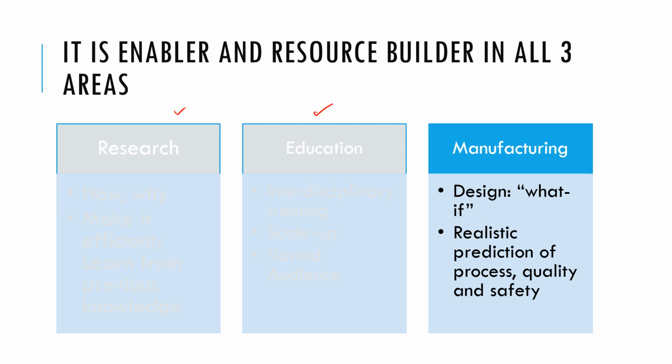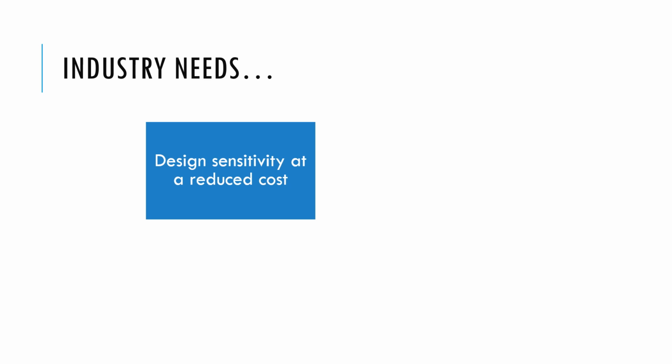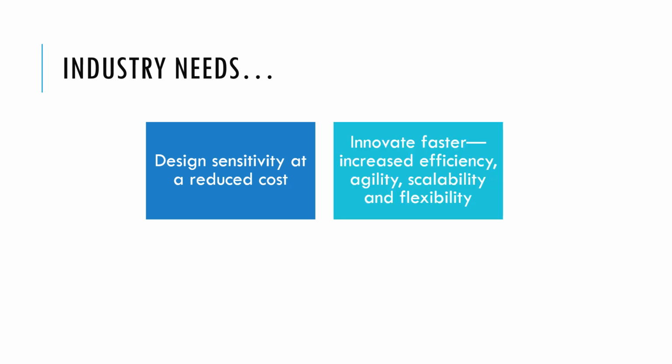I showed you examples of research and teaching use of modeling. Finally, one of the great use of modeling would be in manufacturing. The biggest and the most obvious area for model use in manufacturing is computer-aided engineering that replaces this kind of a prototype-based design where we build and test many to optimize with simulation-based design where we reduce the number of experiments and the number of prototypes. Modeling allows design sensitivity at a reduced cost due to reduced experimentation. Because a model can provide answers quicker, industry can innovate faster with increased efficiency, agility, scalability, and flexibility.